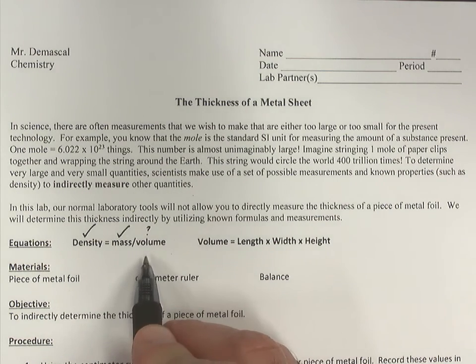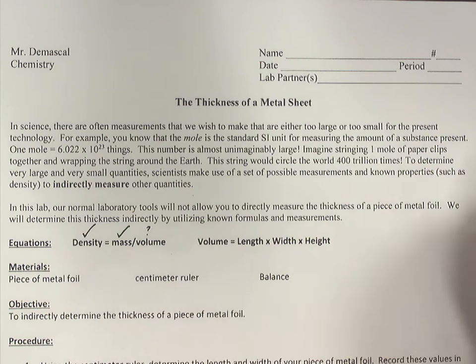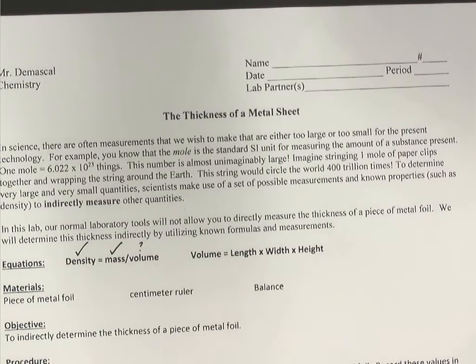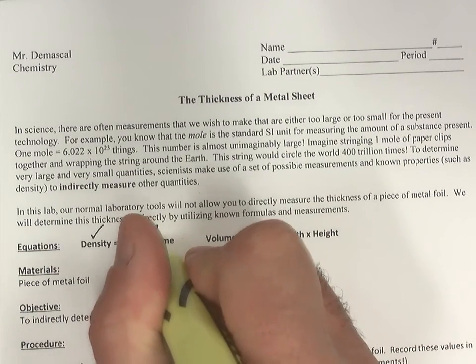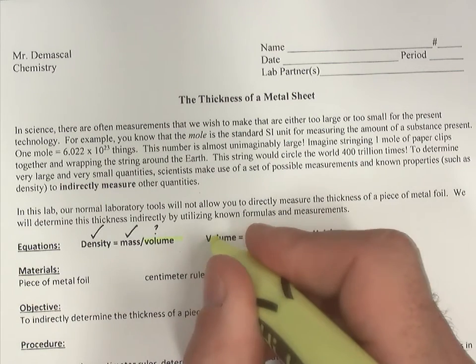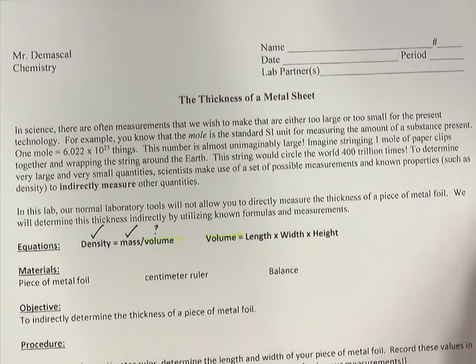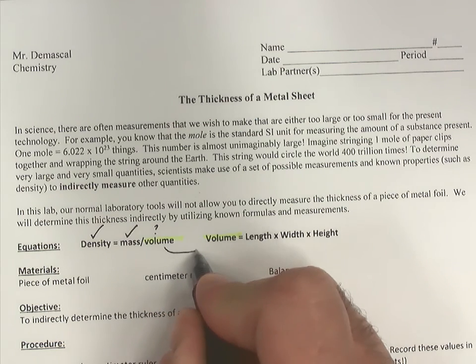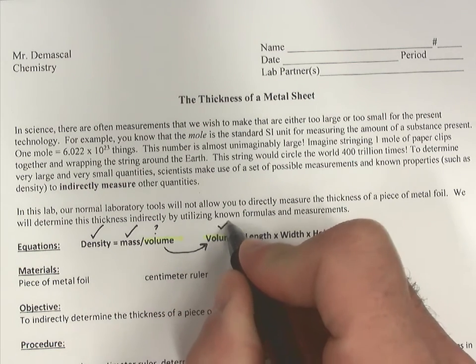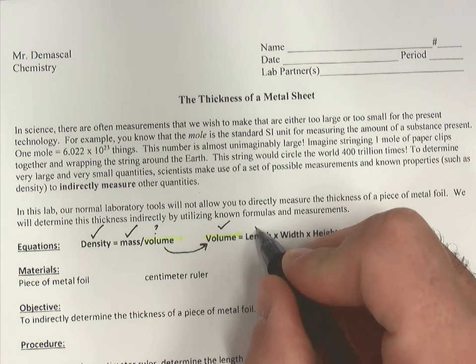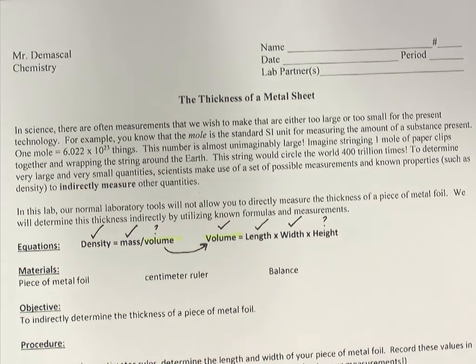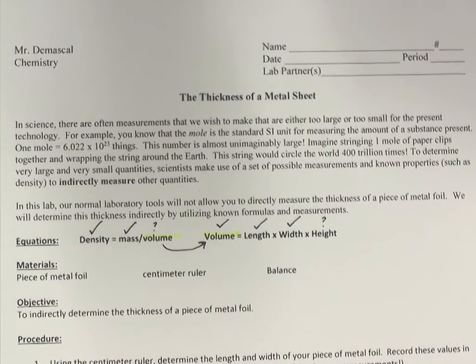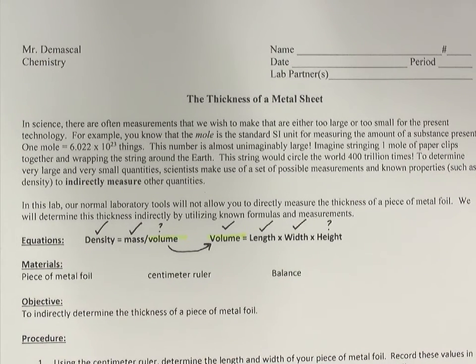Once we calculate the volume on this side of our equation, we can find our volume. And once we find our volume, now we can plug that in over here. Now we know volume. We can measure length. We can measure width. So the thickness or the height of the foil will be our unknown attribute. That's our immeasurable thing that we need to find through indirect measurement.